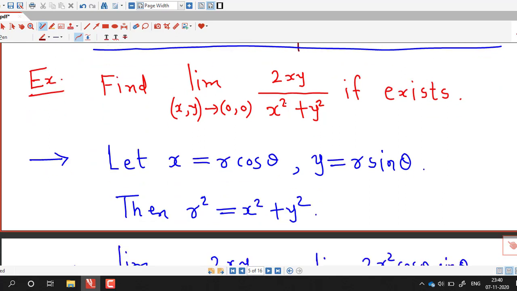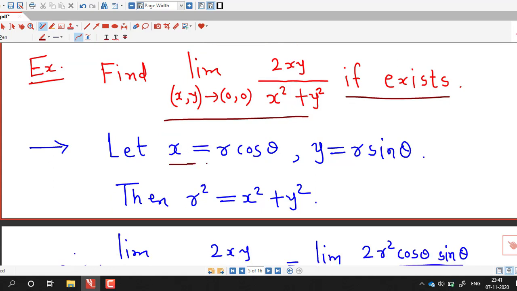We consider this example. Find the limit of 2xy over x square plus y square as (x, y) approaches (0, 0), if it exists. This we can do using Cartesian coordinates also. We have seen this type of problem. Here if we take y equal to mx, then you can see the answer will depend on m and the limit does not exist. But that we decide by polar coordinates. So we start by taking x equal to r cos theta, y equal to r sin theta.